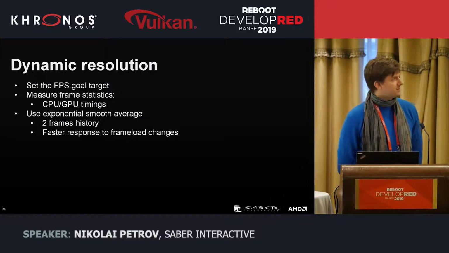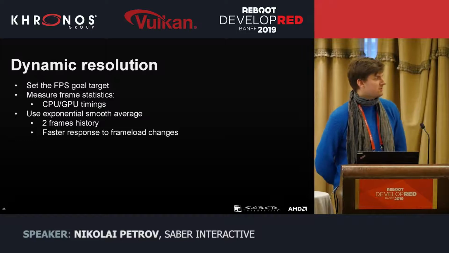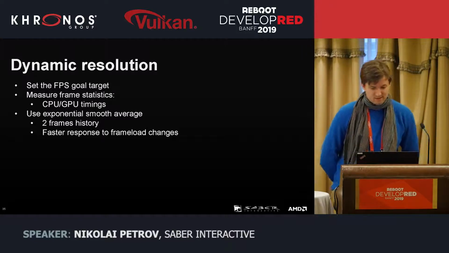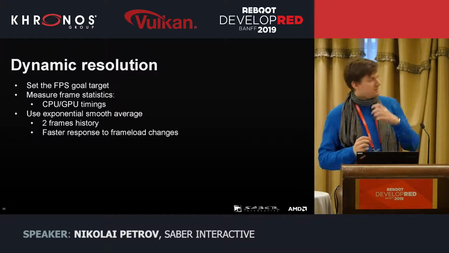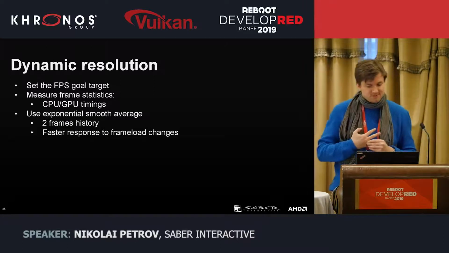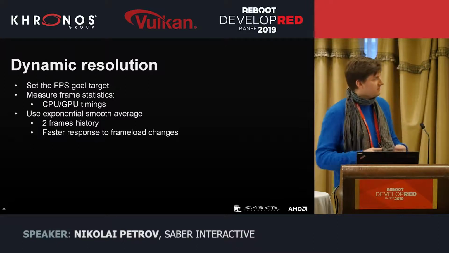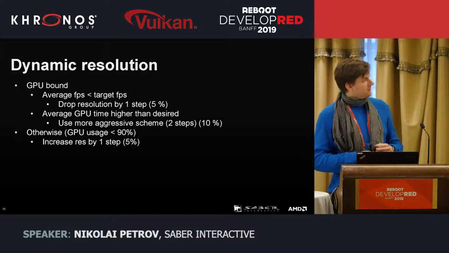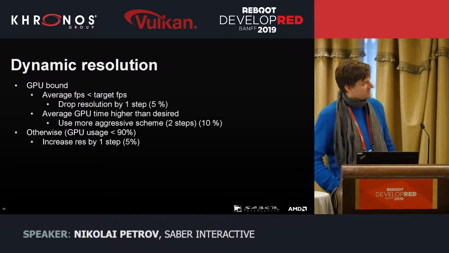To do this, first set the FPS target. After that, you need to measure your frame statistics, the CPU and GPU timings. There are several ways to proceed with it, but we prefer to use an exponential smoothing average because it has a really fast response to frame workload changes. To slightly smooth the results, we use a 2 frame history. Well, and here is the heuristic to choose the render target.